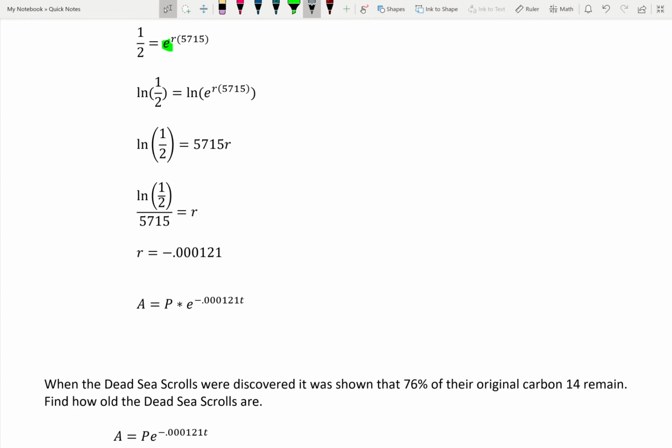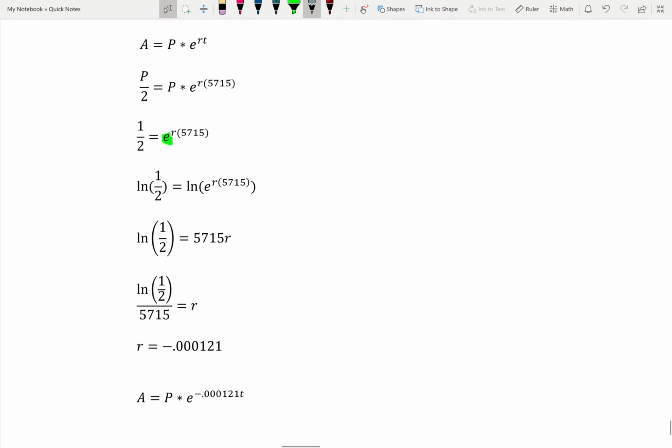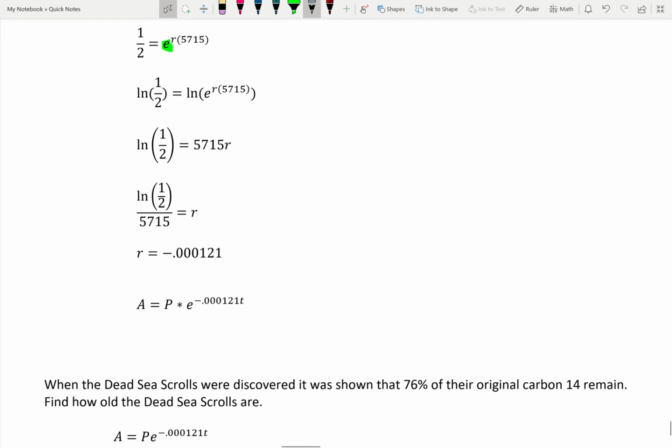All right. So what's decaying here is carbon-14. So what I'm going to use is what we solved in the previous one, the exponential decay model for carbon-14. See, that's why we had to do it back to back, because they're related. So we just figured out what the model for carbon-14 looks like, and now we're going to use that model to gauge how old the Dead Sea Scrolls are.